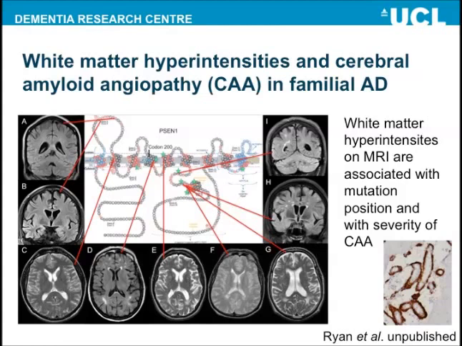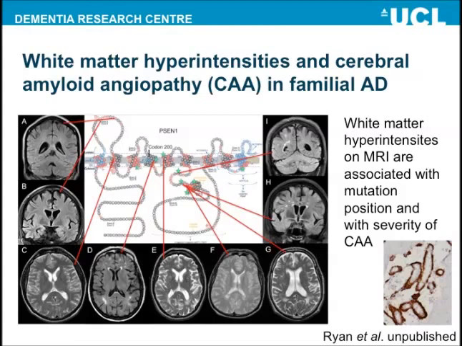So I'm not sure how well it's projecting, but this is a diagram of the whole presenilin 1 gene. The red circles show areas where a mutation has been identified. So they're scattered throughout it, and codon 200 is here. So we looked at whether people with mutations after codon 200 had more white matter hyperintensities on MRI than those before, and we found that they did.